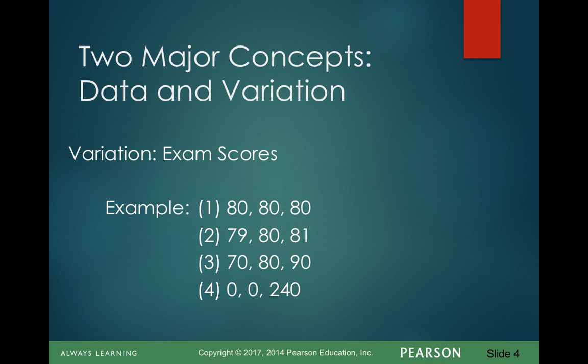But anyway, all 4 of those have an average of 80, but when you look at the variations, they aren't comparable. For example, 80, 80, 80, there's no variation whatsoever. 79, 80, 81, there's more variation there than there is in the first 3 numbers, but there's not as much variation as there is from 70, 80 to 90. So guys, variation is a very important focus in learning statistics.